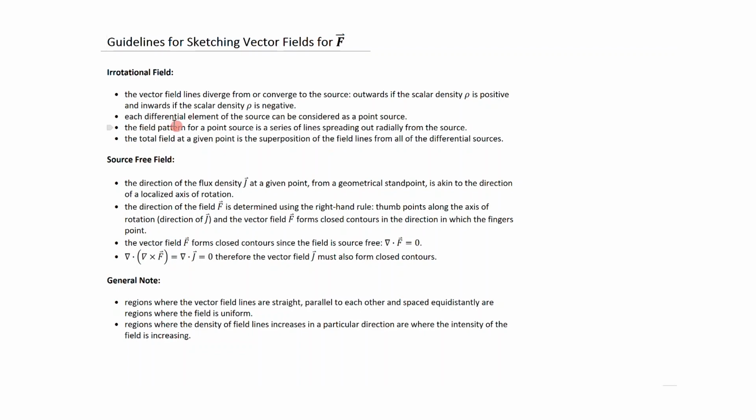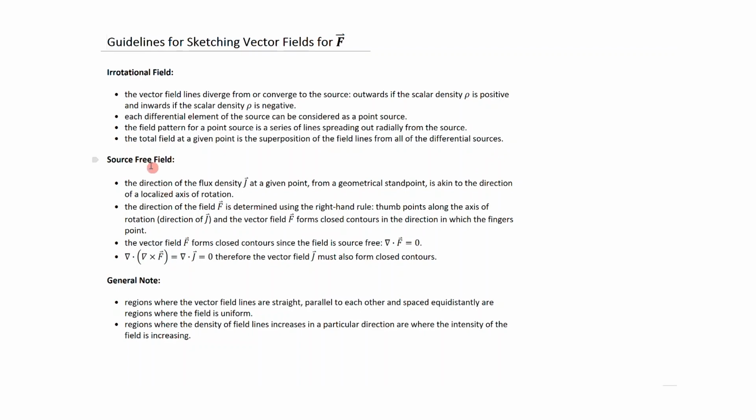Second, each differential element of the source can be considered as a point source. So if I had, for instance, a distribution of charges, I could essentially say that that distribution consists of an infinite number of point sources, and each one of those point sources would produce a field in line with the first bullet item. And then all these different fields can be superimposed to produce the total field. Thirdly, the field pattern for a point source is a series of lines spreading out radially from the source. And fourthly, the total field at a given point, as we just stated, is the superposition of the field lines from all of the differential sources.